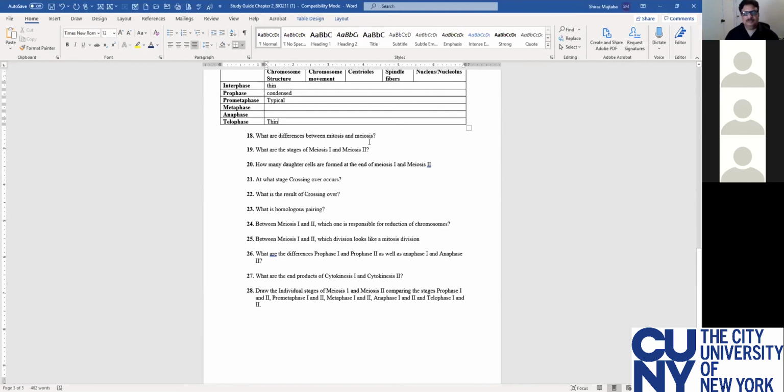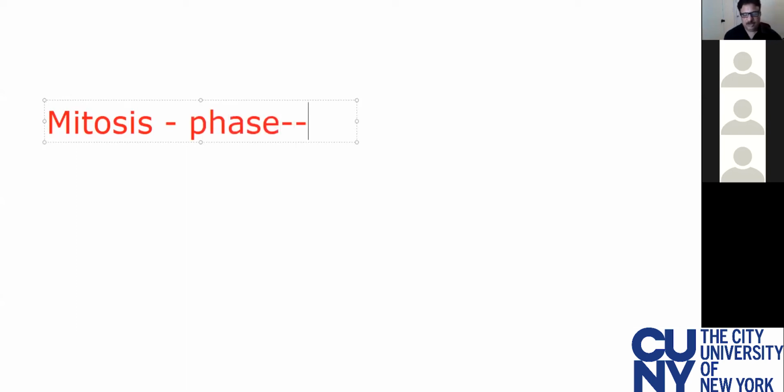So I talked about the difference between mitosis and meiosis. Now, mitosis is a one-phase division. What I mean here is that mitosis occurs in one phase. This one phase is made up of prophase, prometaphase, metaphase, anaphase, telophase, and then cytokinesis.